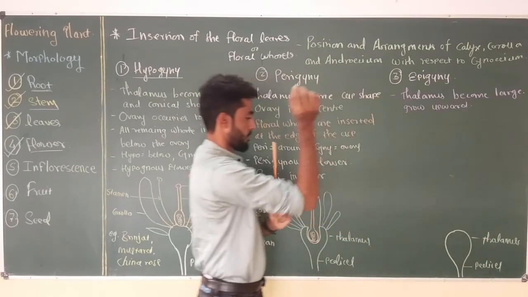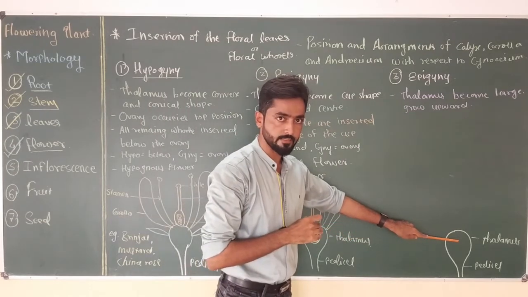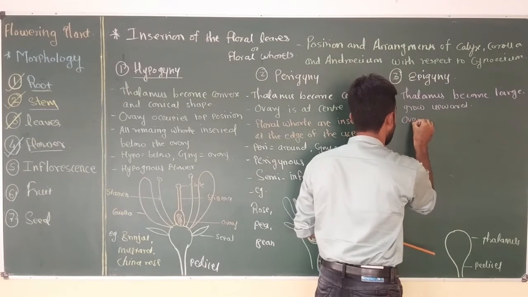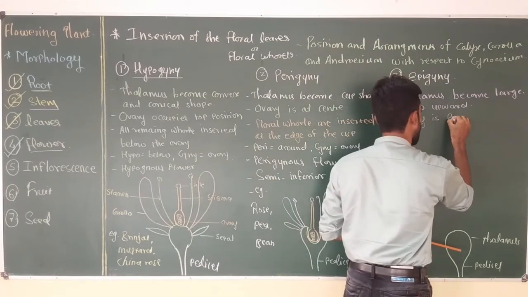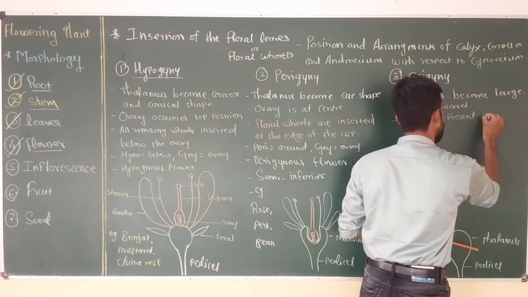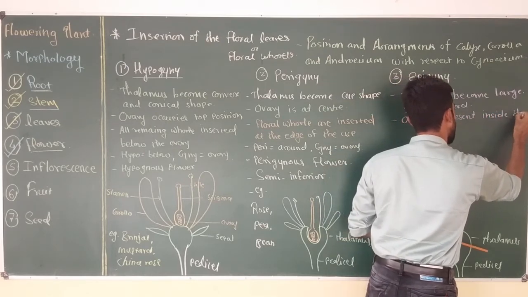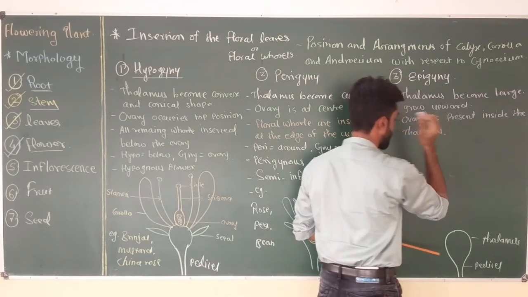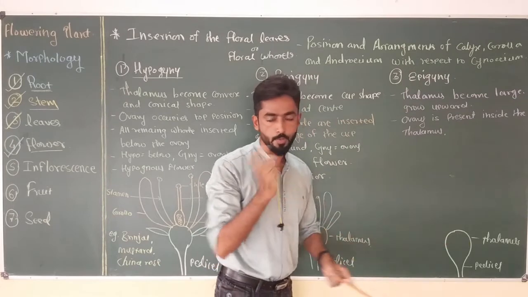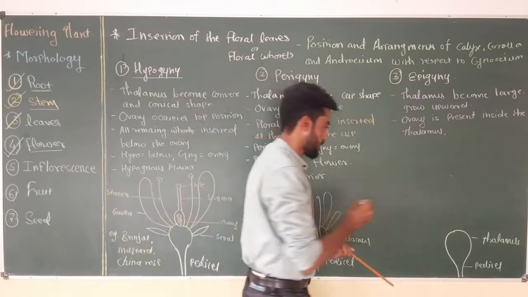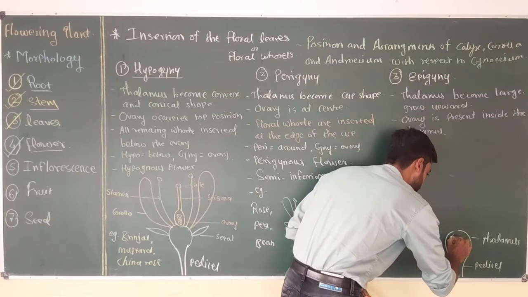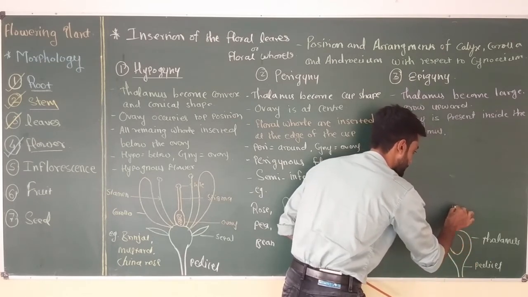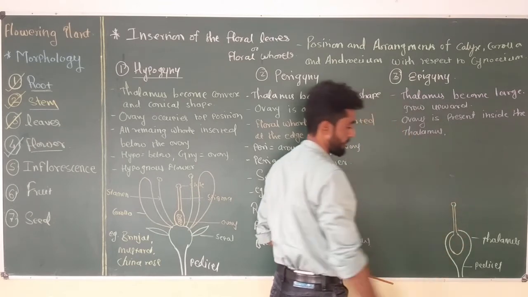And now where the ovary is present in this case, ovary is present inside the thalamus. Sometimes thalamus get fused with the ovary. So now this is the ovary which is present inside the thalamus now, connected to style and stigma. Okay.